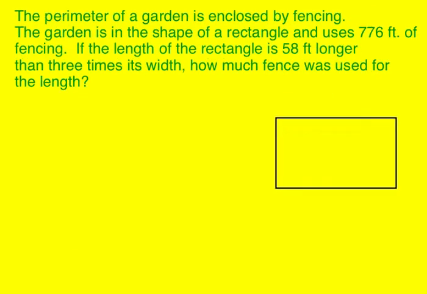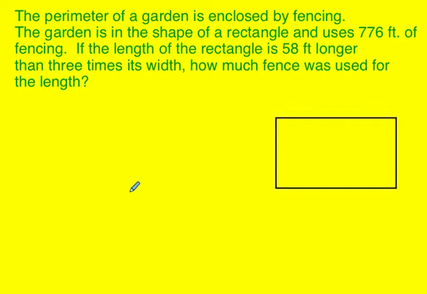So one final example, and then you are done. The perimeter of a garden is enclosed by fencing. The garden is in the shape of a rectangle and uses 776 feet of fencing. If the length of the rectangle is 58 feet longer than 3 times its width, how much fence was used for the length? So in this, they tell us that it's a perimeter problem.